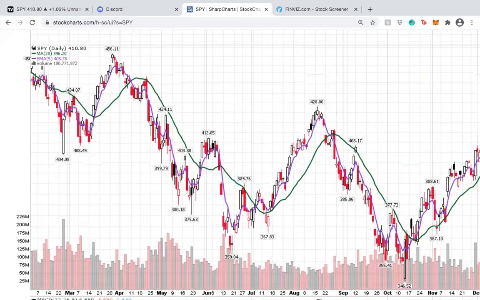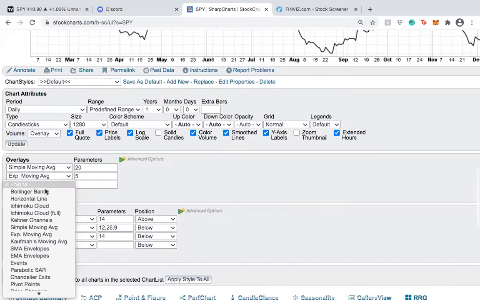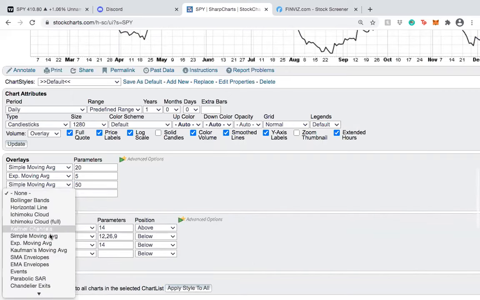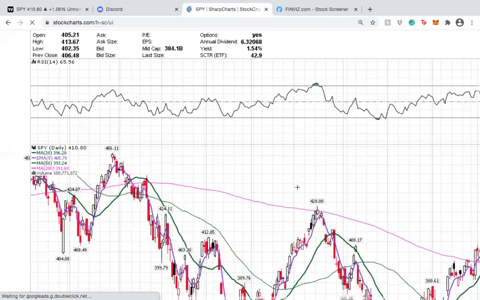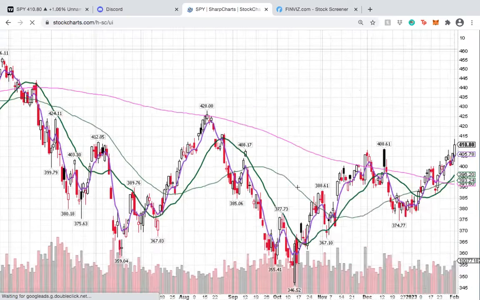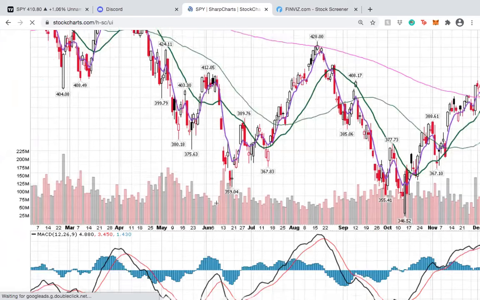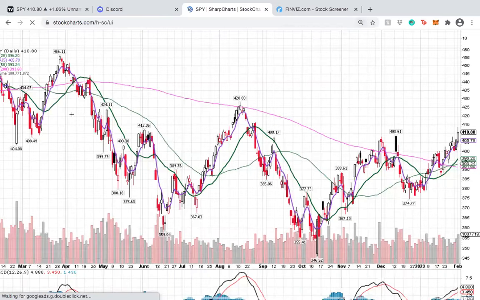But just like I was saying before, let's just say here, I'm going to add a simple moving average. There's the 50. Let's just put these on here for a second. Let's add the 200, right? And then you update that. And then if you want that on there all the time, you just go to save as default, and then that'll load it every single time, right? And then you color code them however you want.